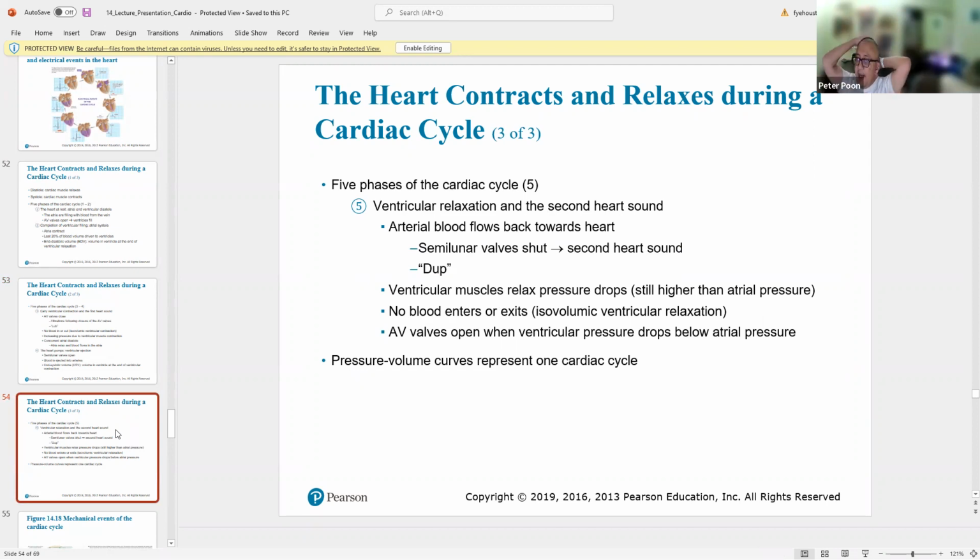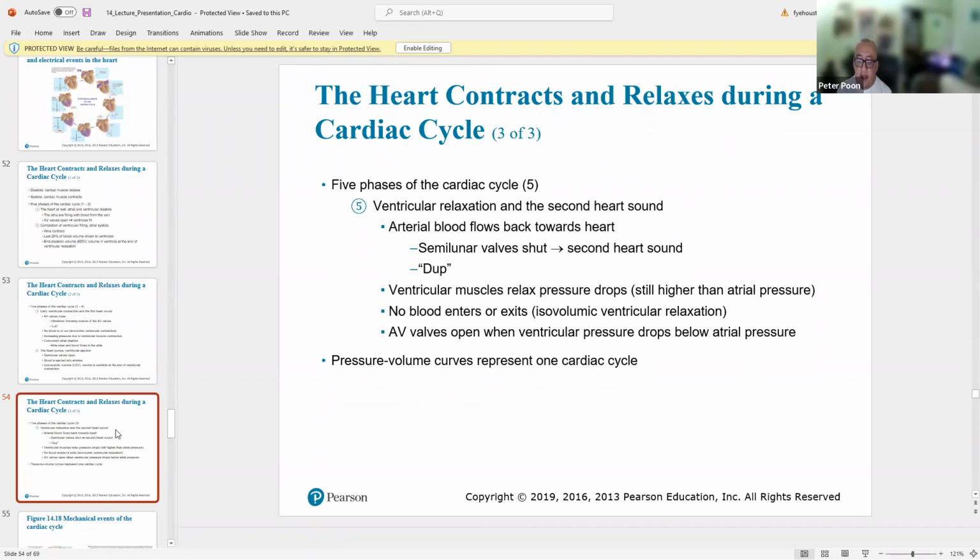And then the last thing, the ventricular relaxation and the second heart sound. This is when the semilunar valves close. That's the dub sound. And again, both valves are shut now, so no blood changes in the ventricles, and so isovolumic ventricular relaxation.